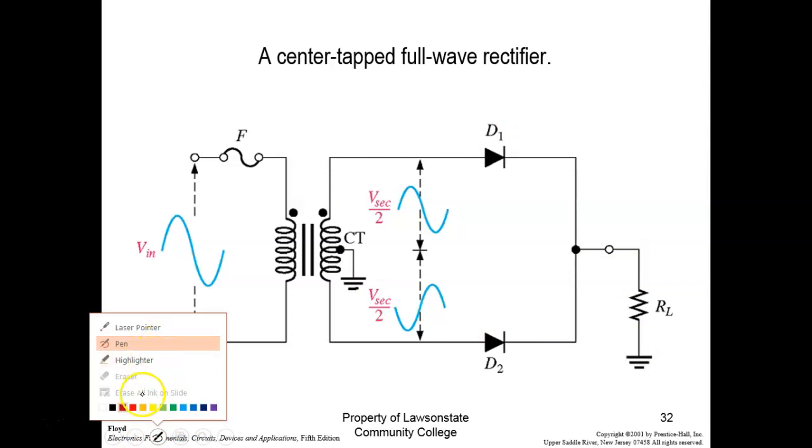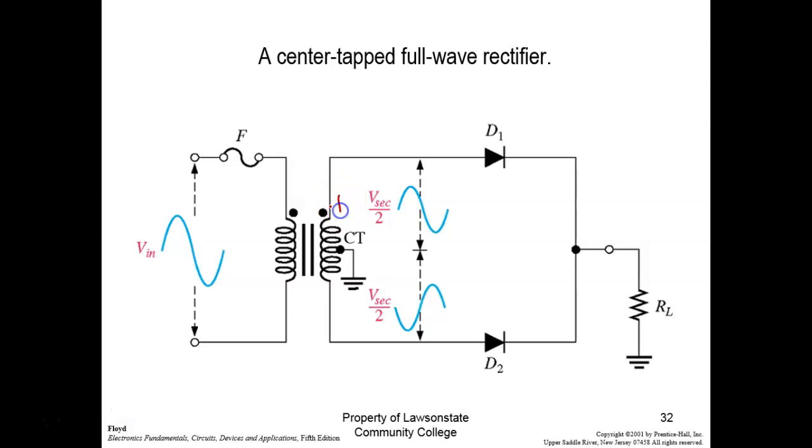So let's start off again. So when this is positive, what's this side of the transformer? It's got a negative. Okay, so that puts a positive right there, that puts a negative right there. Which transistor is going to be on, which diode is going to be on, and which diode is going to be off? Okay, this guy's going to be on, so it's acting like a closed switch, right?